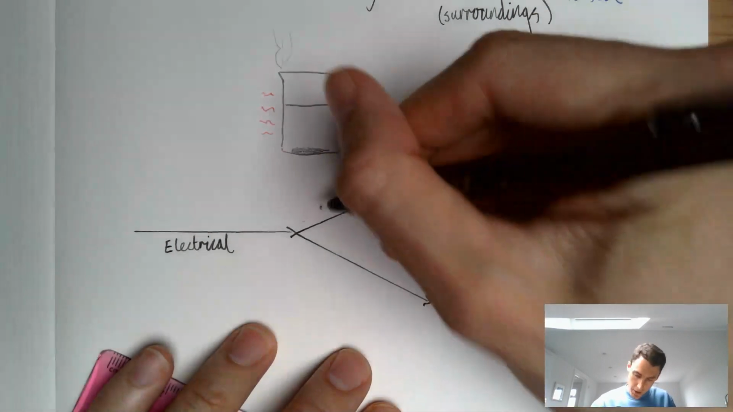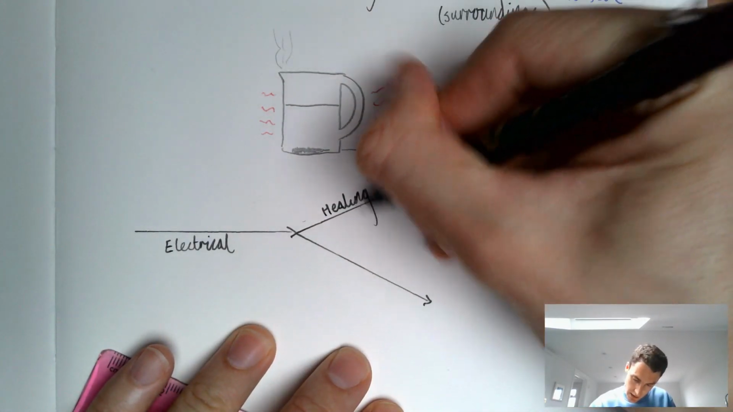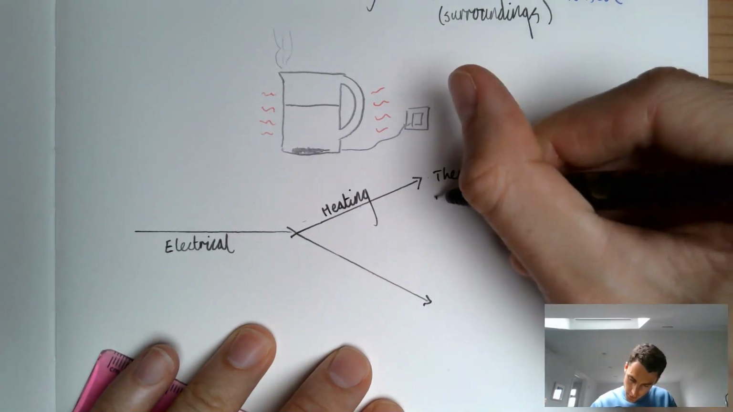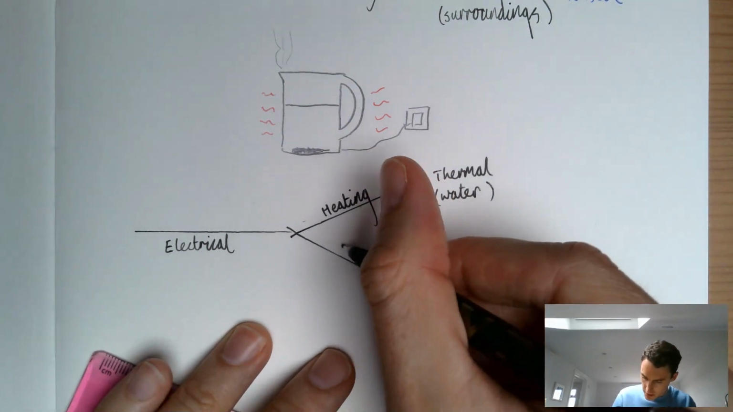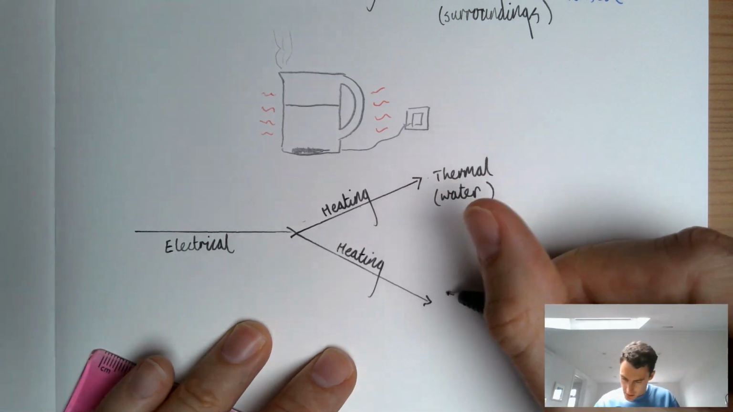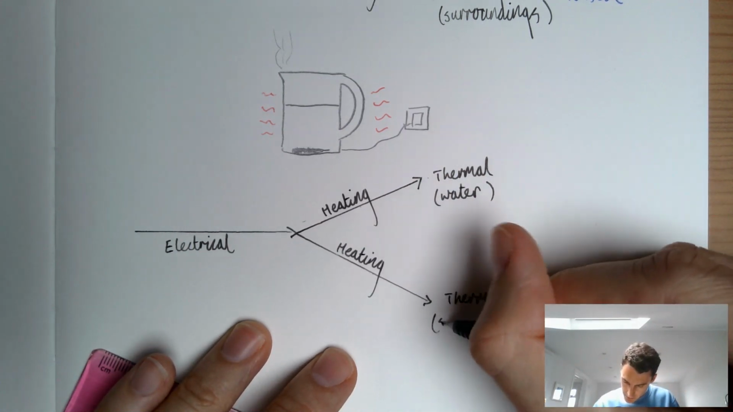So again, what I'm going to put here is, well, the useful energy here is heating, which increases the thermal energy store of the water, but there's also some heating going on, which increases the thermal energy store of the surroundings.